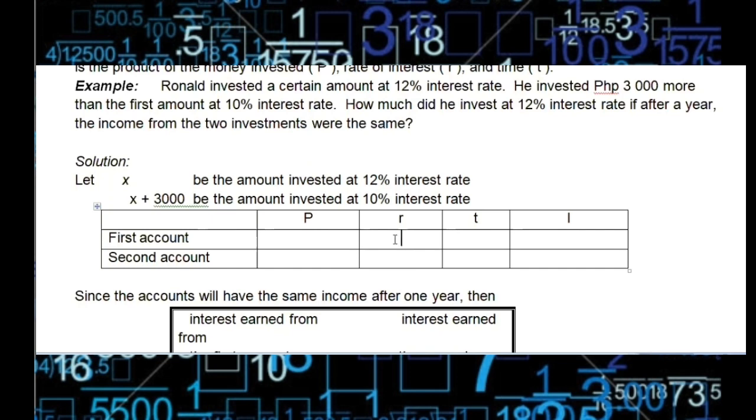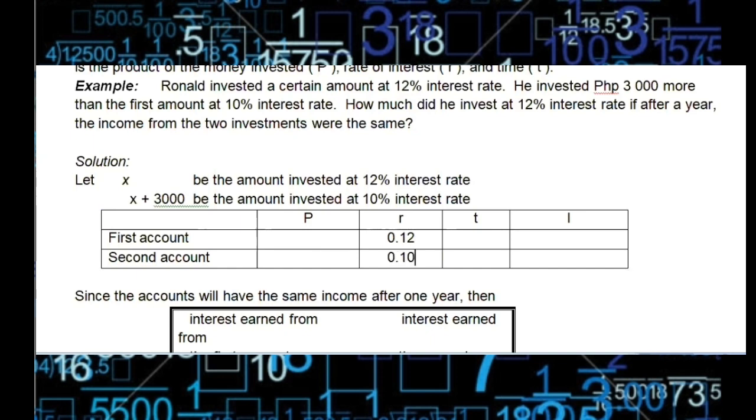Meron tayong table. We need to create a table wherein our table, principal times rate times time, nasa dulo yung interest. Okay? So, fix muna natin yung rate. First account, 12%. So, gawin na lang natin siyang decimal. So, 0.12. Second account, 10%. So, gawin natin decimal, 0.10.